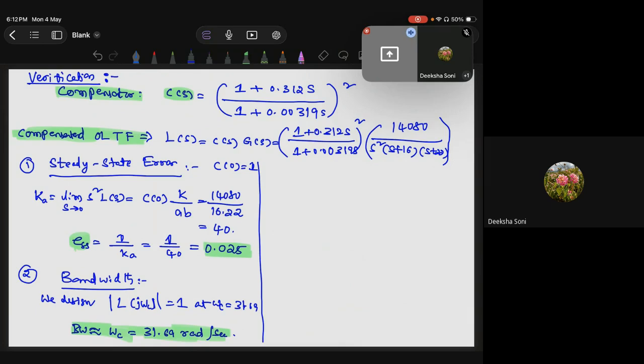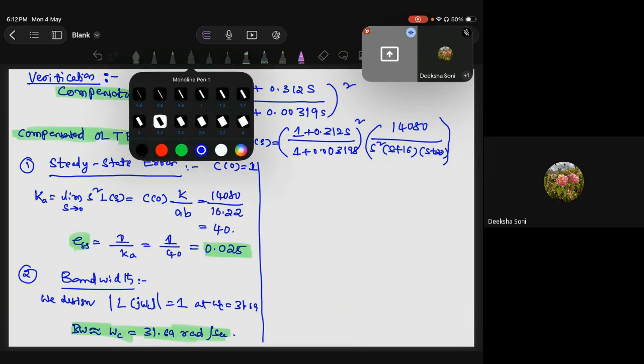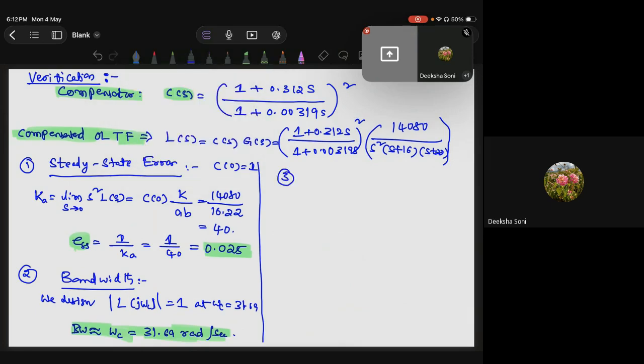Okay. Then next phase margin also we have verified. Phase margin. So what we got phase margin as 38.3. Okay, which is greater than or equal to 38 already. Okay, so this is also getting satisfied. This is also satisfied. Okay, so this is the problem.